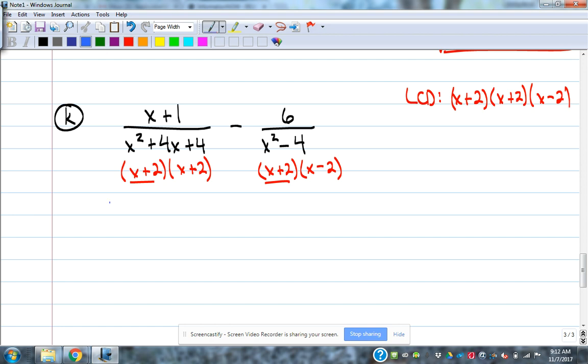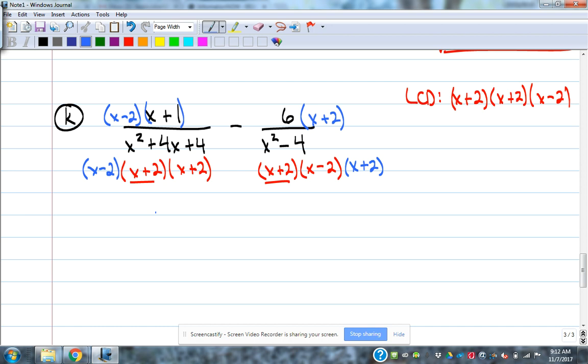What does the first one need? Needs that x minus 2. The top gets the x minus 2 as well. What's the second one need? Needs that second x plus 2. So there's our common denominator. This one's got two x plus 2's and an x minus 2. This one's got two x plus 2's and an x minus 2. Well, that's what our common denominator should be there.